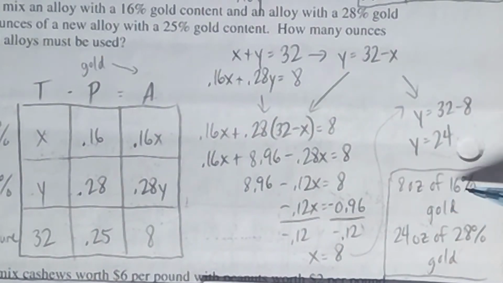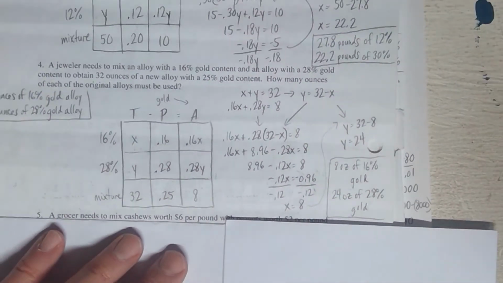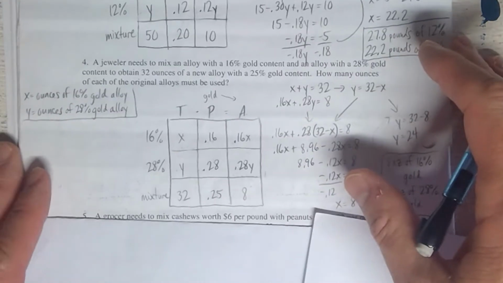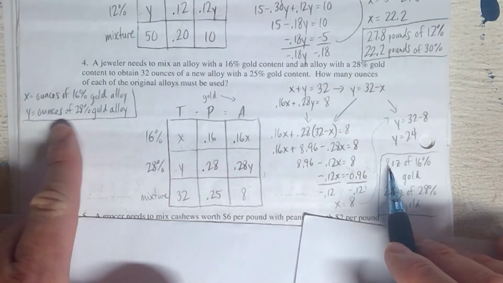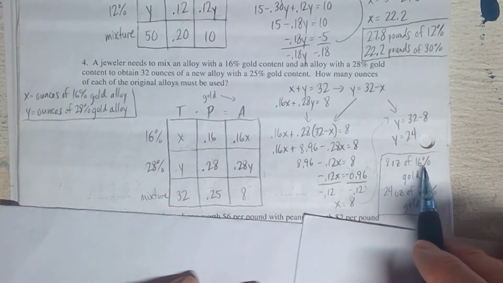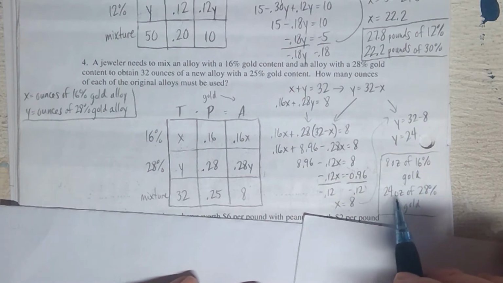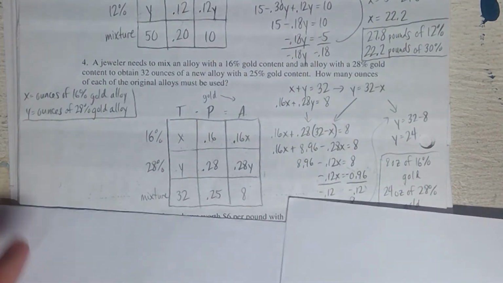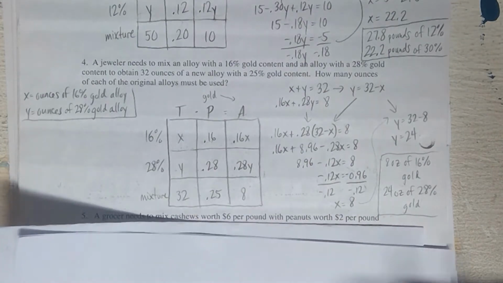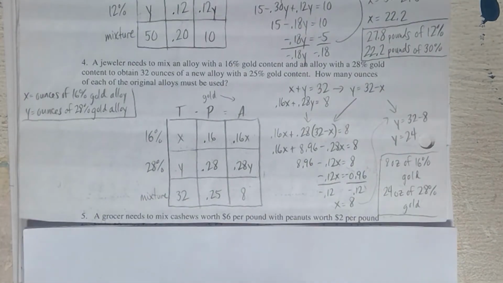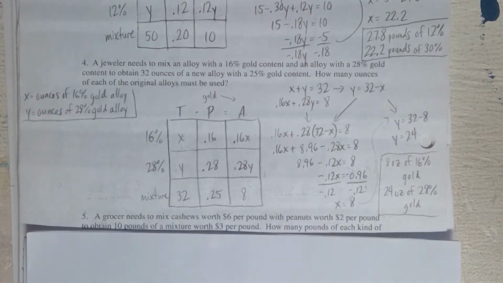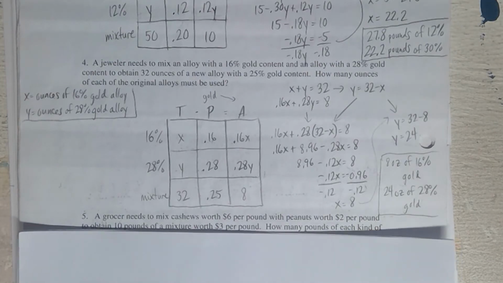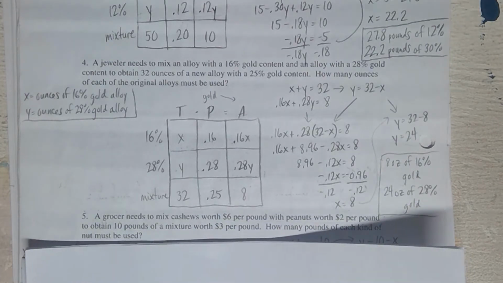So the 8 ounces is the 16% because, as we found out way back here at the beginning of the problem, since the 8 is the x and since the x is the 16%, that means the 8 ounces goes with 16%. Likewise, 24 ounces goes with the 28% because that's the y variable. All right, so that is how to do a problem where you're mixing together two different things that have a percentage subquantity, whether it's gold, fat, alcohol, whatever it may be. Okay.